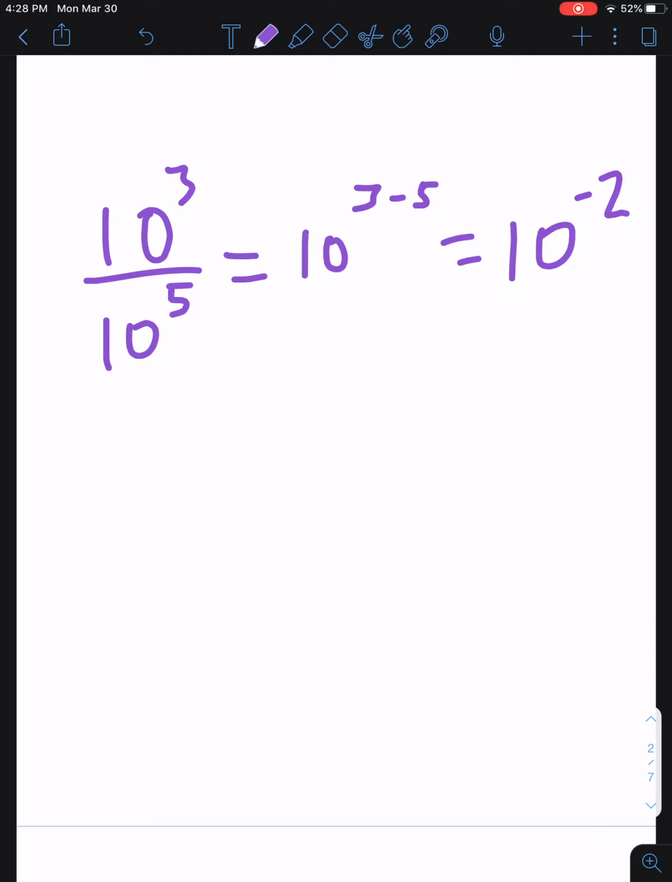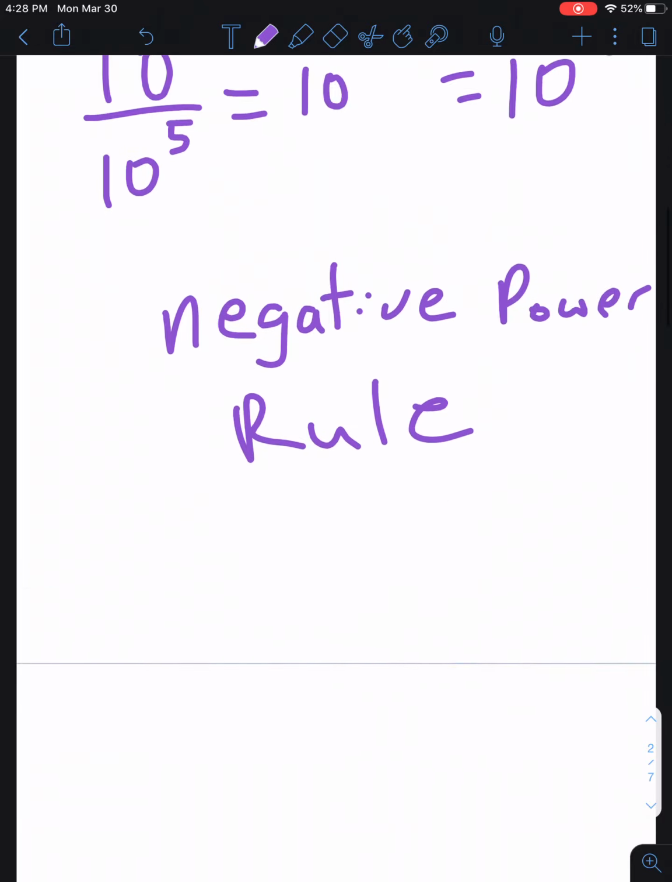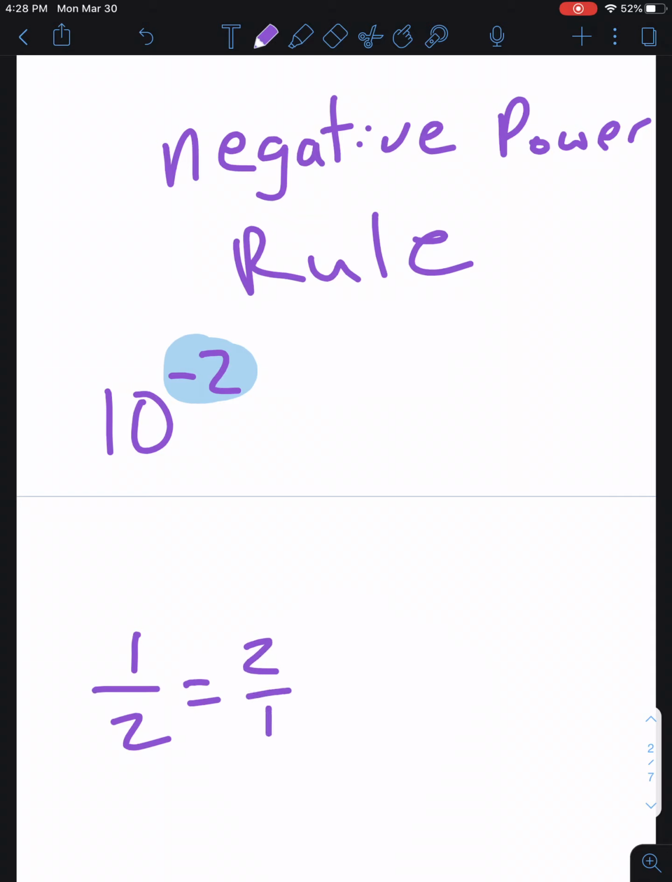And this is where we're going to have to use something called the negative power rule. All right, awesome. This is my favorite rule, as you might have guessed. If we have 10 to the negative second power, a negative exponent is what's called an inverse. You might remember inverse from, let's say, 1/2. The inverse of 1/2 is 2 over 1. The inverse of 3/4 is 4/3. So what you do when you have an inverse is you flip the fraction, and that gets you the inverse.